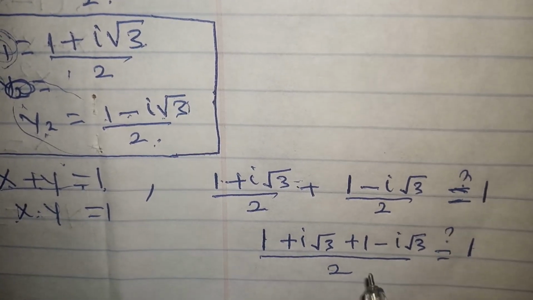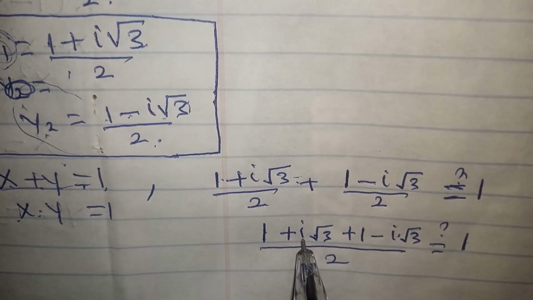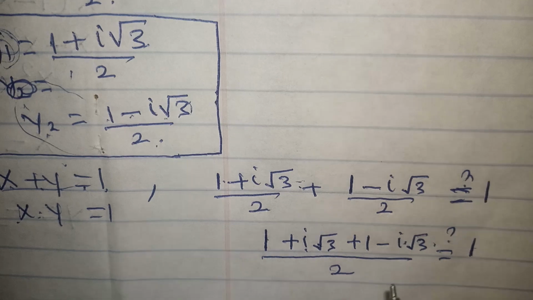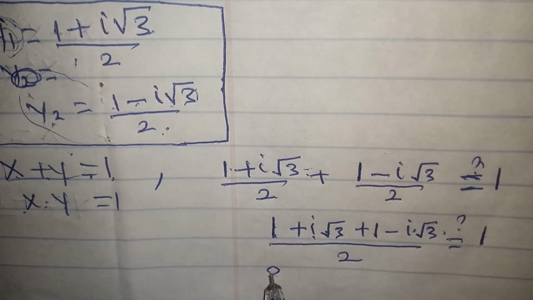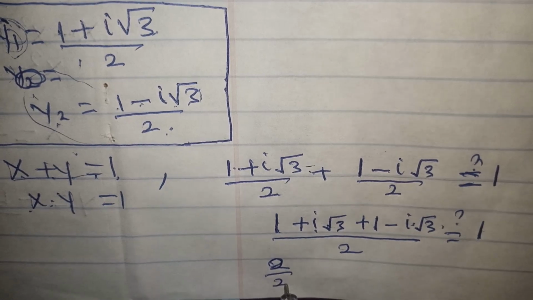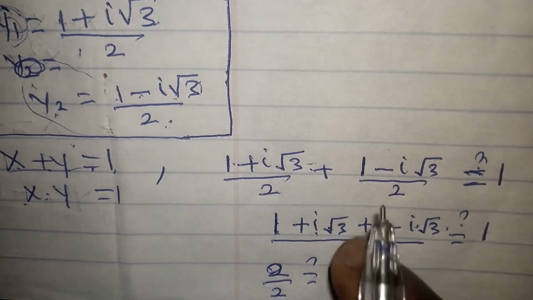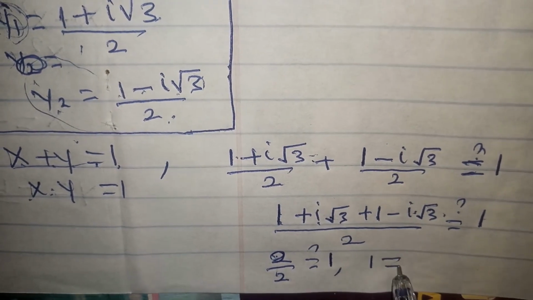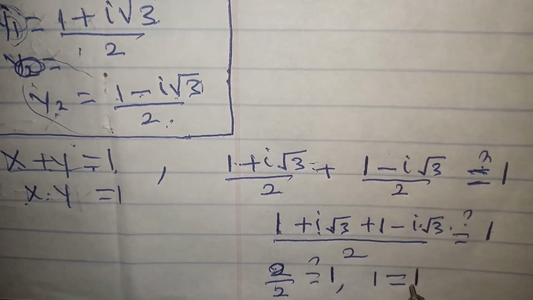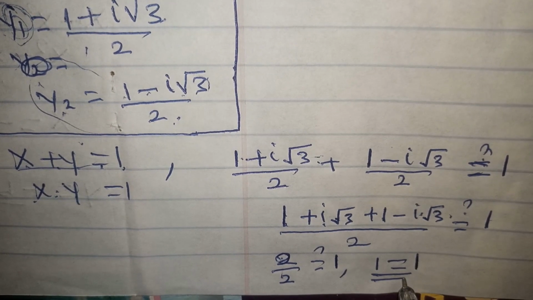equals to 1. Okay, so from here, these are going to cancel off because we're having a positive here and a negative here. So they are going to go. 1 plus 1 is going to give us 2. So we're having 2 over 2 is equal to 1. If you divide by 2 here, it's going to give us 1. So 1 is equal to 1. So the values of x and y are correct for the sum.